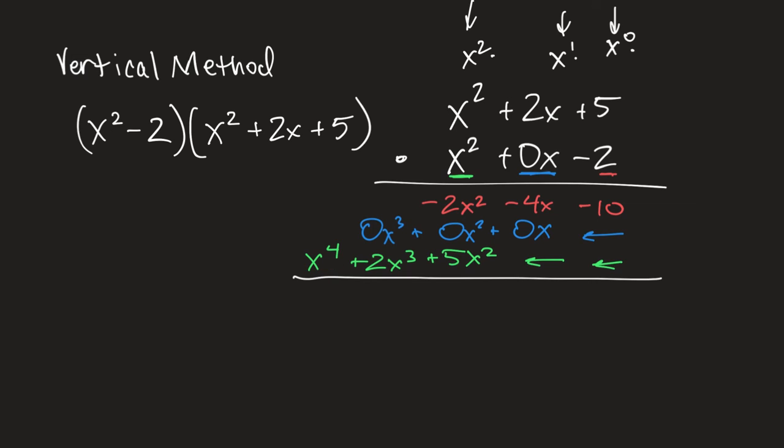And now we add, and here we have it simplified. We just add vertically. Negative 10 drops down, negative 4x plus x, 0x, negative 4x, and so on. Okay, and this is our simplified, completed answer.